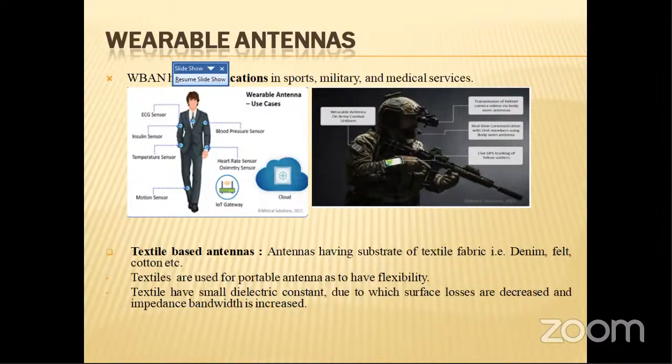We have two different types of wearable antennas, that are textile-based antennas and non-textile-based antennas. Textile-based antennas are the antennas in which we use a textile substrate material, that can be denim, felt, cotton, etc. Any textile-based material. Textiles are used because they are more portable and flexible, and these are used for portable antennas. Textiles have a small dielectric constant, due to which surface losses are decreased and bandwidth is increased.